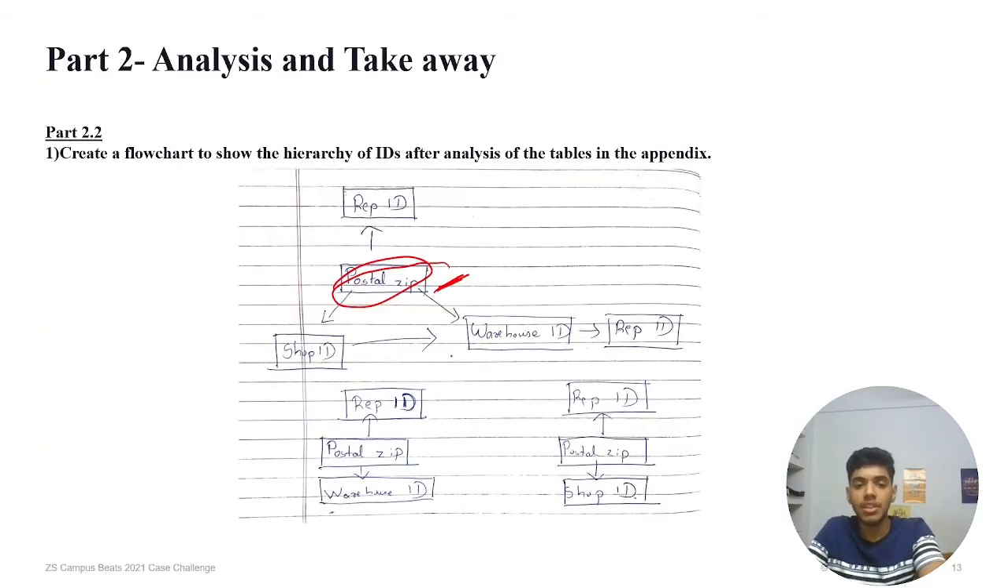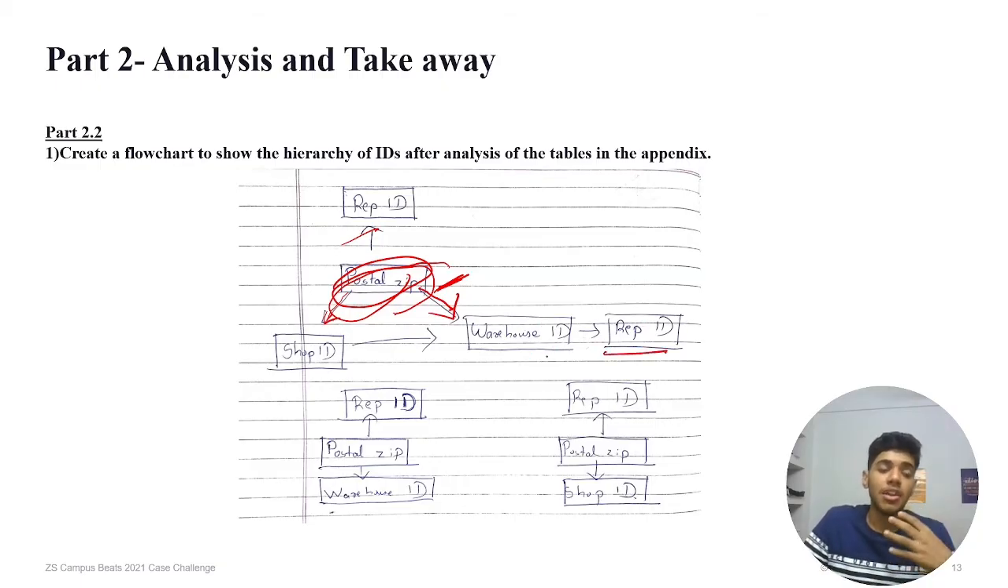So in the flow chart, we keep postal zip as the base, and from that we can find out a shop ID and a warehouse ID, which can be connected with each other through postal zip code, and we can easily know which shop ID buys materials from which warehouse ID. We also know that each shop ID has a representative ID and each warehouse ID has another representative ID, because we already know that there can be many representatives for each shop and for each warehouse.